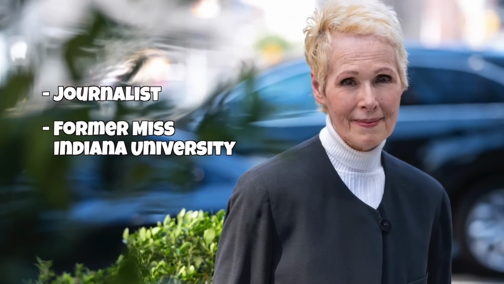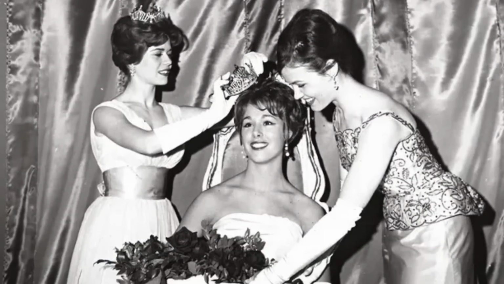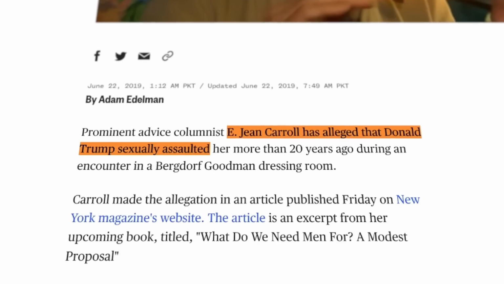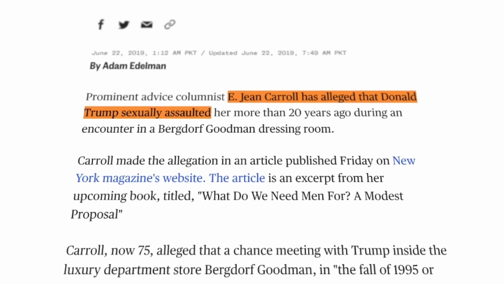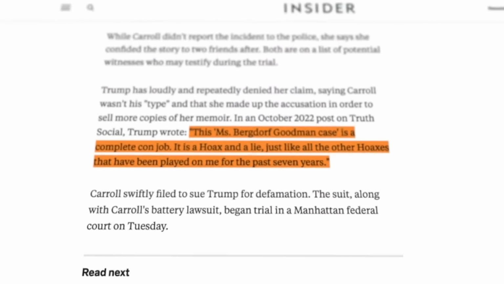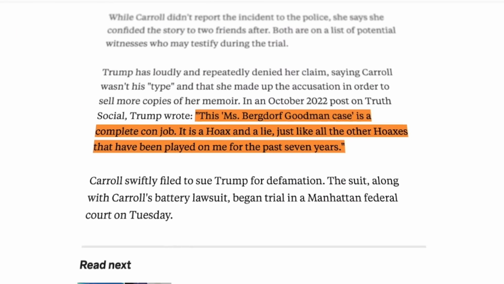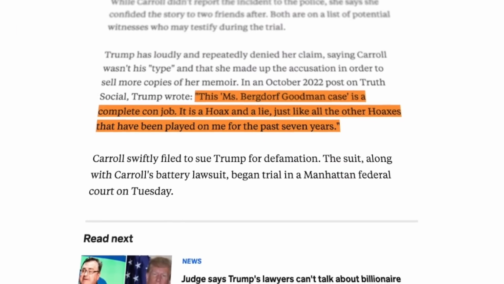E. Jean Carroll is a journalist and former Miss Indiana University. Here's a picture of her being crowned. Ms. Carroll had claimed that Donald Trump had assaulted her in late 1995 or early 1996 in a luxury New York City department store. Ms. Carroll also alleged that Donald Trump's claims that her story was made up and a hoax were defamatory.